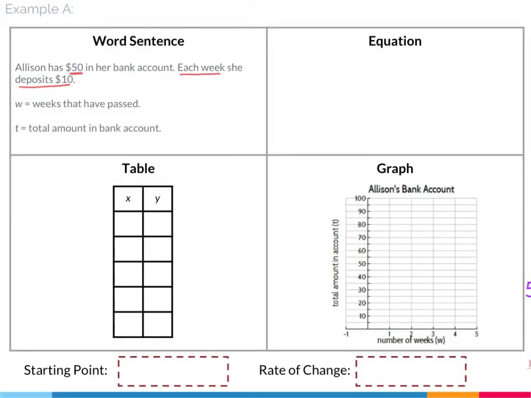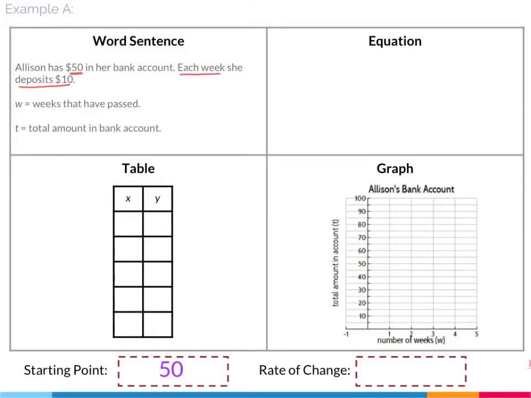So now that we've looked at our important part of our problem, let's figure out what the starting point is going to be. So it says that Allison has $50. So she's going to be starting with $50. So that's going to be our starting point. So our starting point is the 50 because that's where she has $50. That's our starting point.